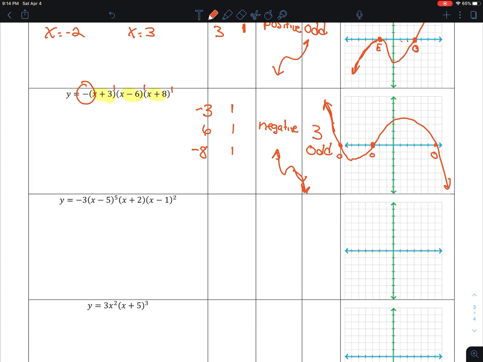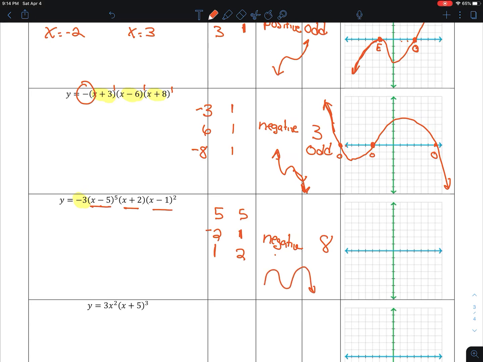So let's look at this one. How many zeros do we have? We have 3 zeros, and they are at 5, -2, and 1. And the multiplicity of 5 is 5. The multiplicity of -2 is 1. And the multiplicity of 1 is 2. Because remember, we're just looking at the exponents. So that gives me a degree of 5, 6, 7, 8. And my leading coefficient is -3. So my leading coefficient is negative.